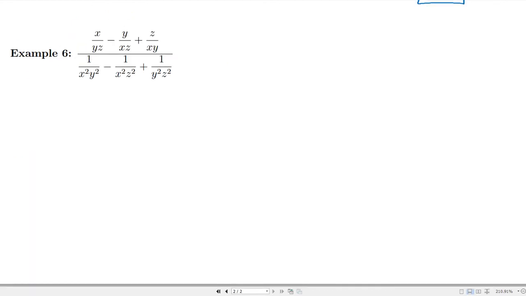And now for our very last example, let's see what we can do here. Looking at the numerators of these three fractions, we have yz, xz, xy. So what is the yz missing from comparing to this? Well, it's missing this x. And then from this one, it would be missing the x as well. So it looks like the common denominator is going to be xyz. So if we have xz, we are missing the y. And if we have xy, we're missing the z.